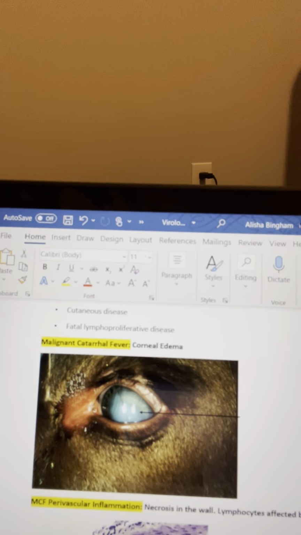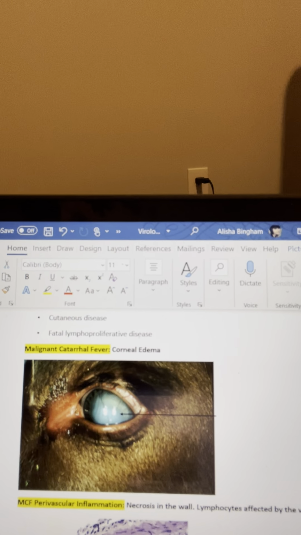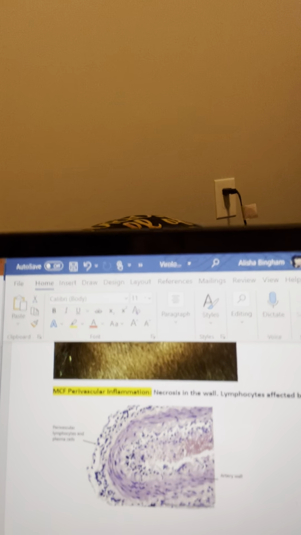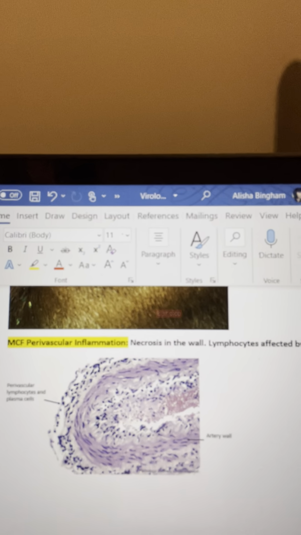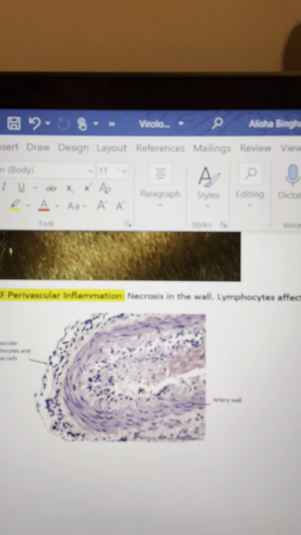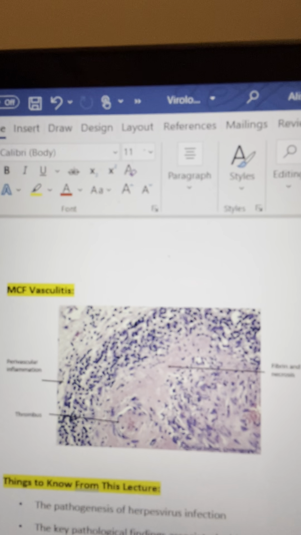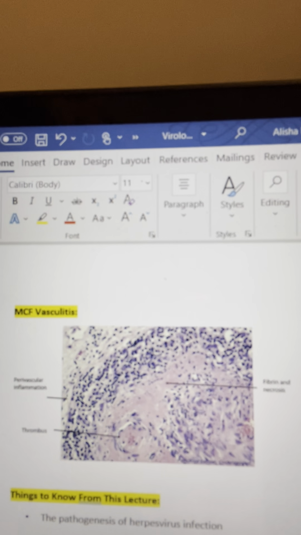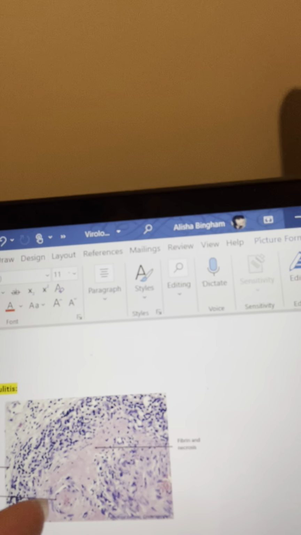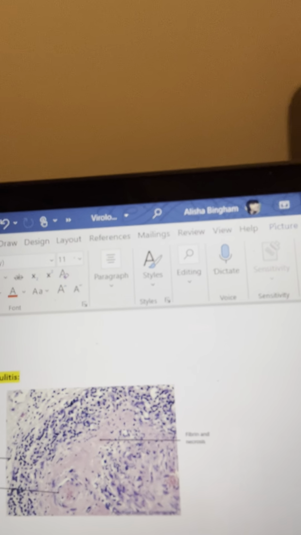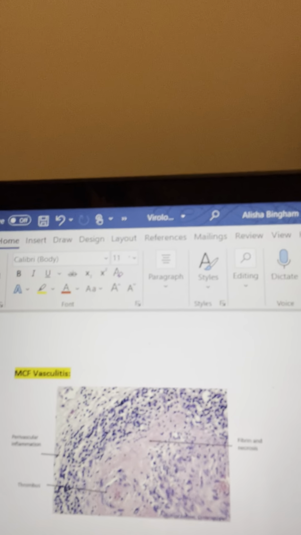So this is what malignant catarrhal fever looks like in the eye. This is corneal edema. And then we have this perivascular inflammation, so necrosis in the wall. Lymphocytes are affected by the virus. And then we have the vasculitis here for hematology. So we have the thrombus here. We have perivascular inflammation and fibrin and necrosis. So that was our virology lecture.